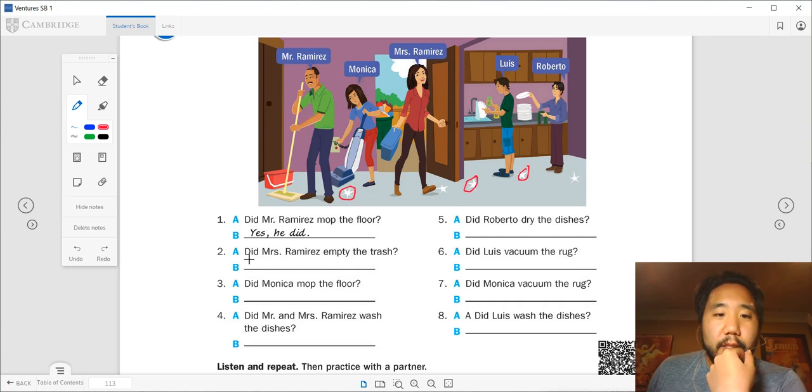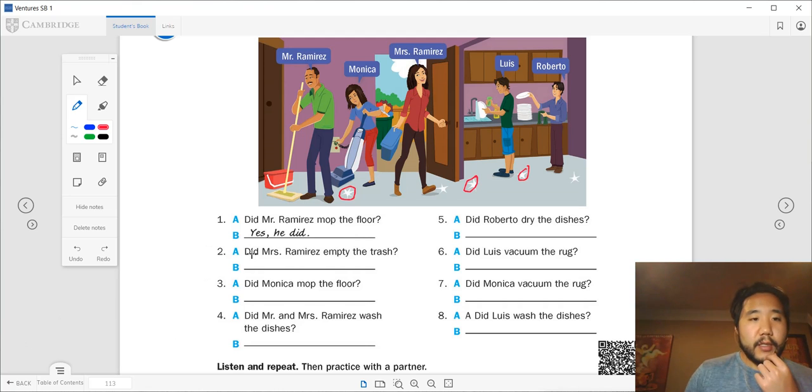So let's look at this. Did Mrs. Ramirez empty the trash? So if we take a look at Mrs. Ramirez, she's holding an empty trash can. So it means she did empty it. So we can say, yes, she did.